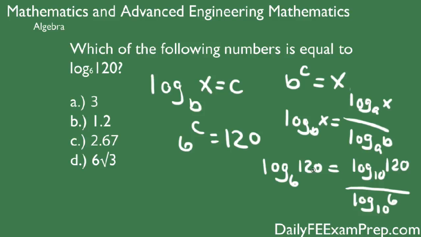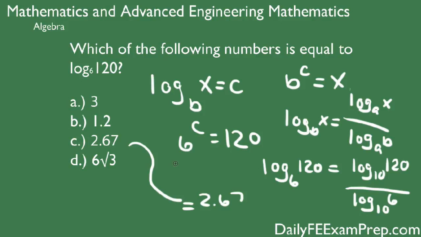If we solve for that, basically you just input that into your calculator. Let's say log of 120 divided by log of 6. That's going to assume that you already have the same base for the numbers. So your calculator should spit out 2.67, which we can see is letter C.